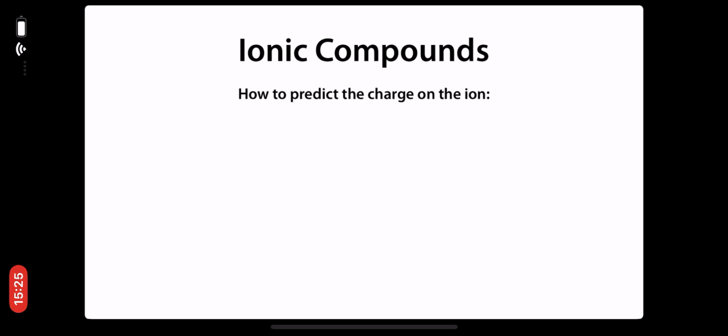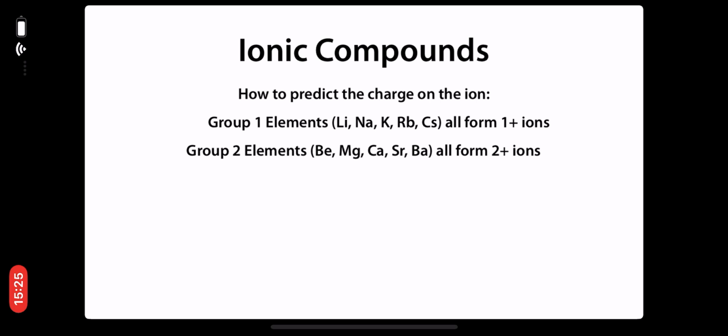So if we have an element, how do we predict the charge an ion of that element will have? Group 1 elements, which include Li, Na, K, Rb, and Cs, all form 1+ ions. Group 2 elements, which include Be, Mg, Ca, Sr, and Ba, all form 2+ ions. Aluminum, or Al, always forms 3+ ions.